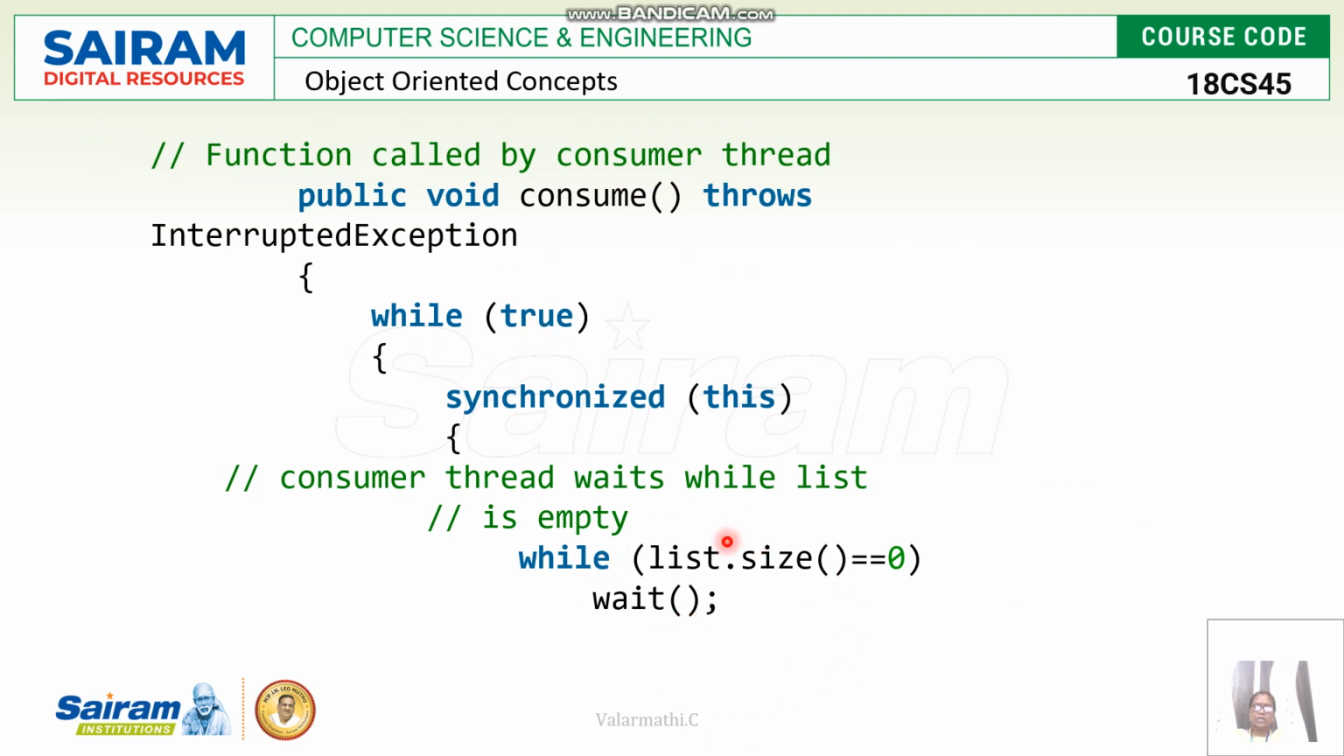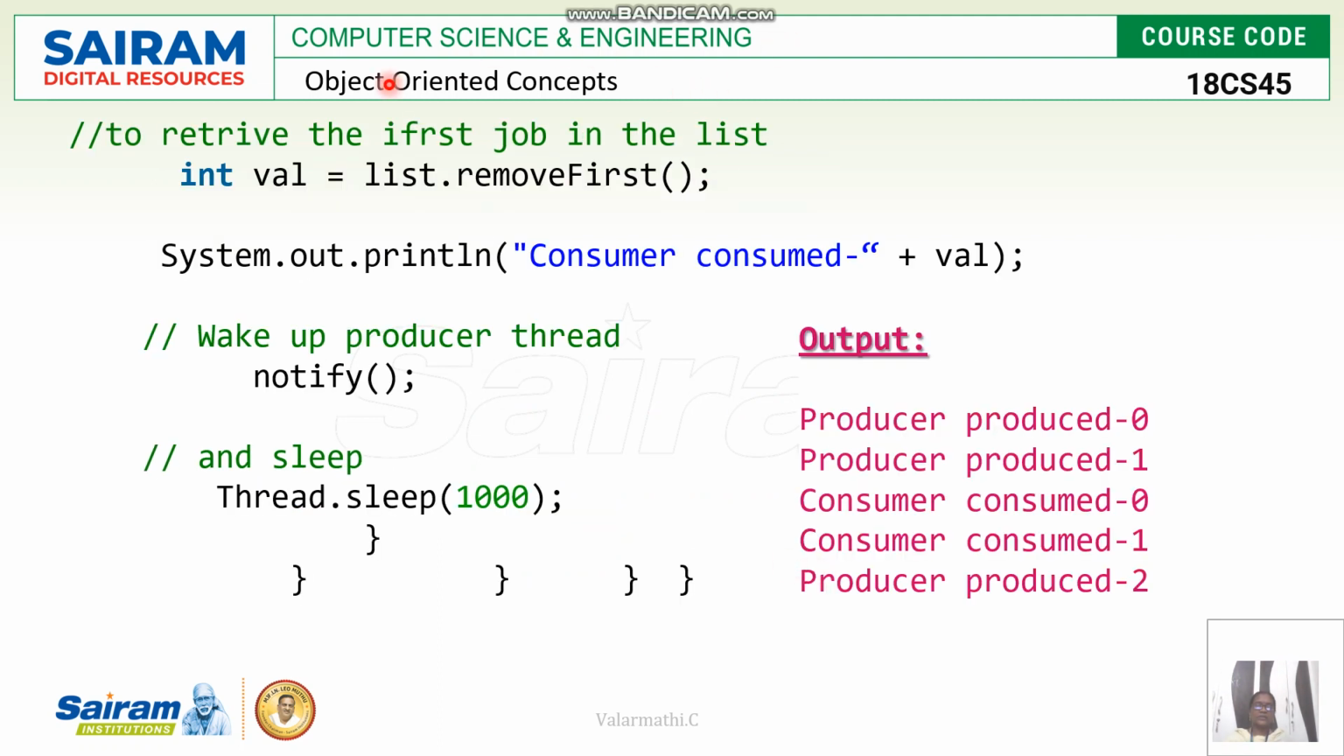Before removing, we also have to check whether the size is 0. That means if no items are produced at the producer side, we cannot remove or consume anything. At that time, that thread should wait, so I can make my thread wait. Similarly, if items are there, I can remove. So the consumer consumes. Likewise, it is done.